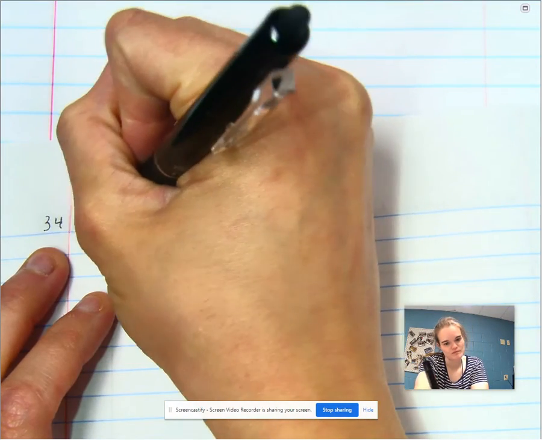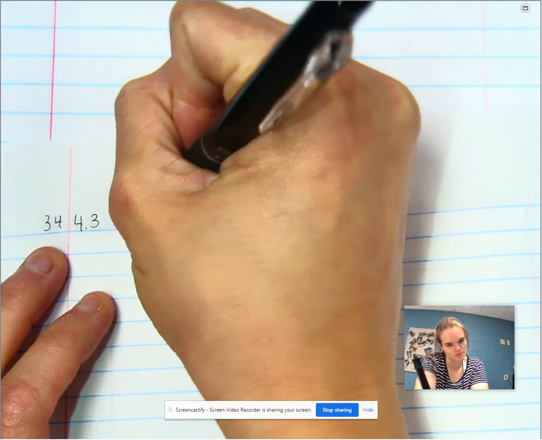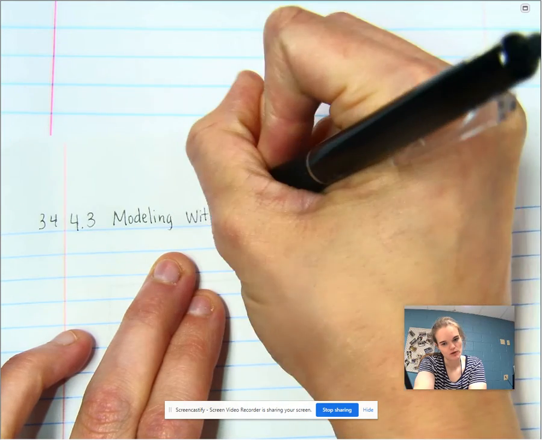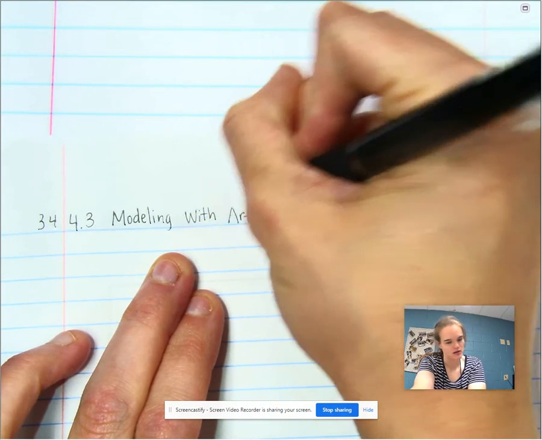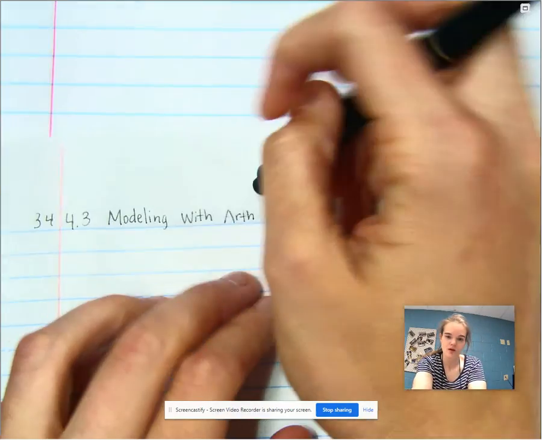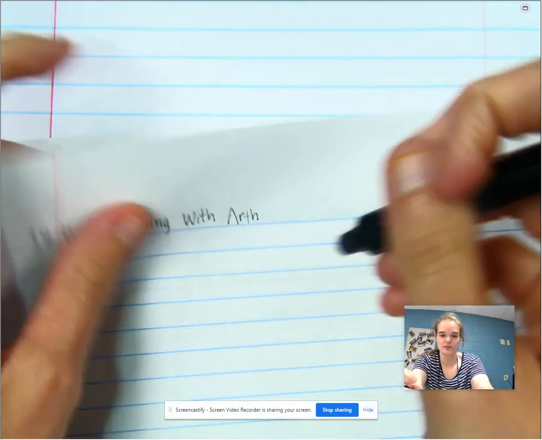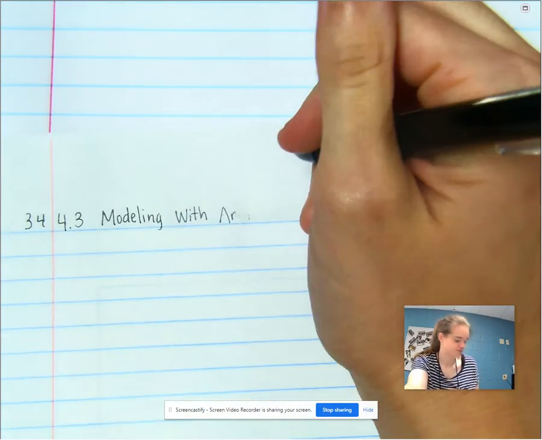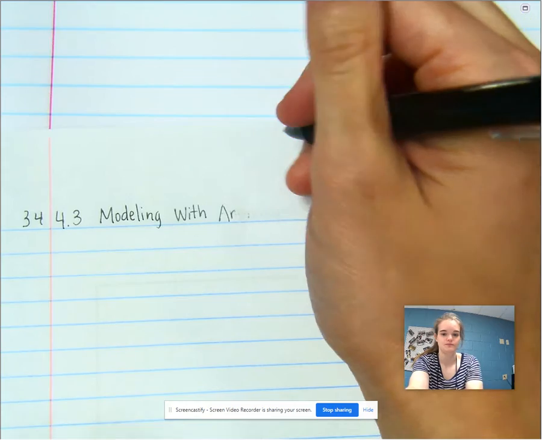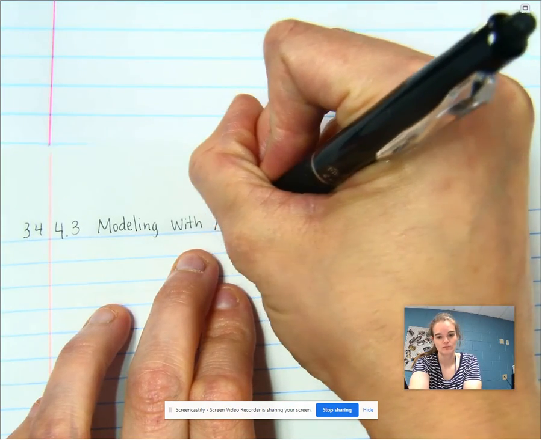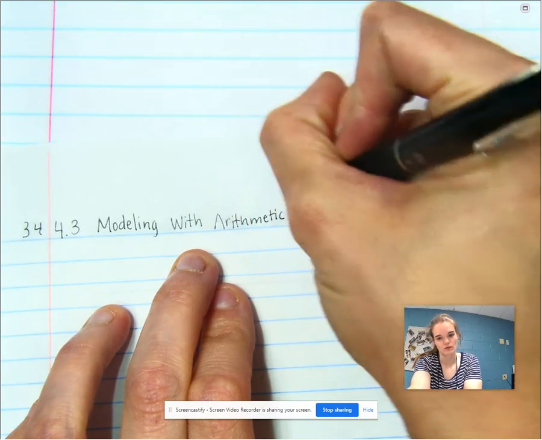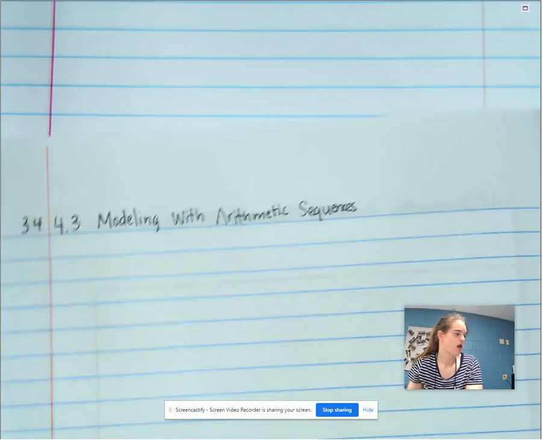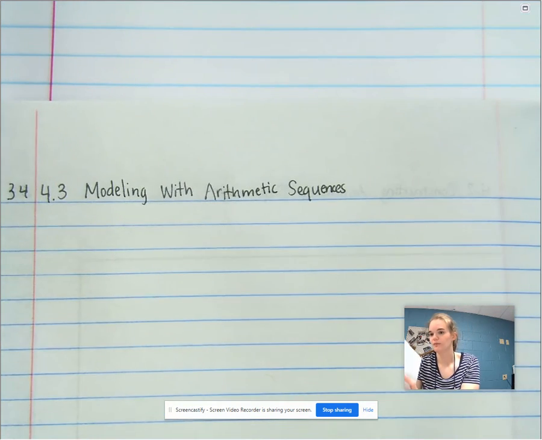4.3, modeling with arithmetic sequences. I've been doing this for how long and I can't spell arithmetic. Okay, we'll label 35 the same thing.